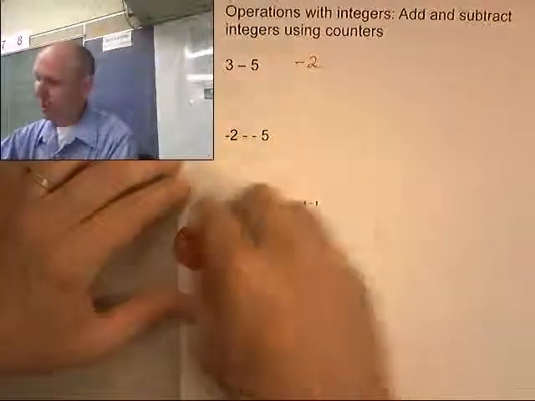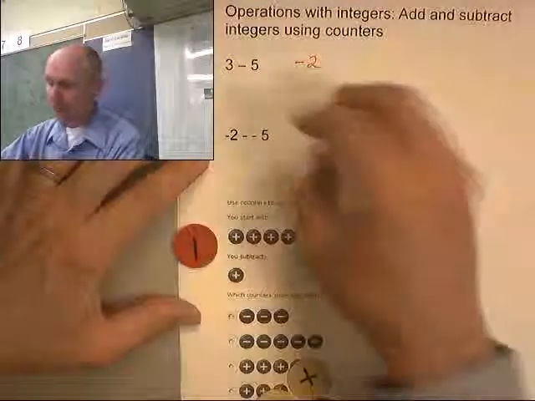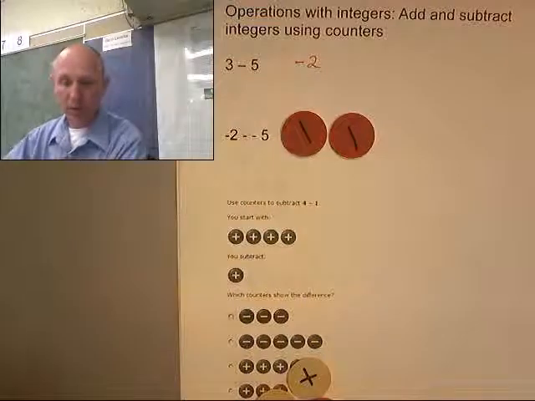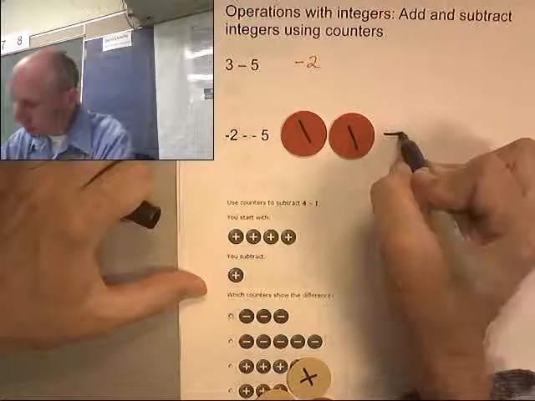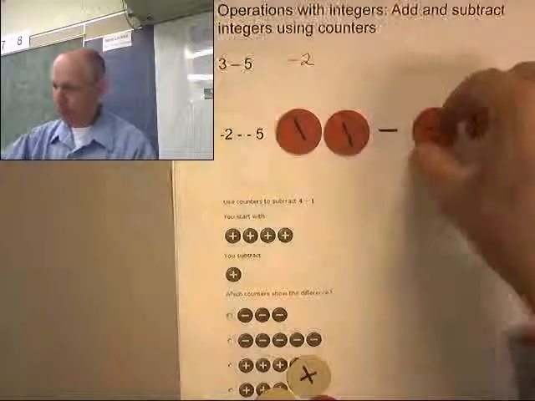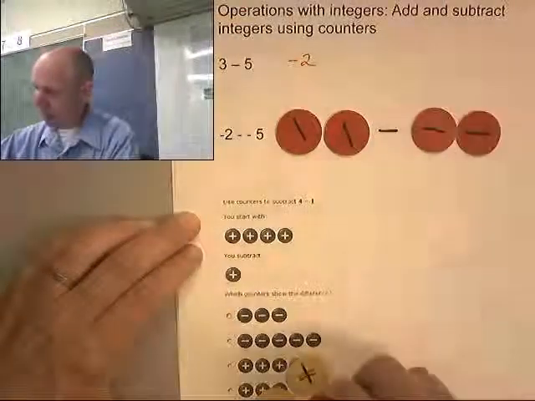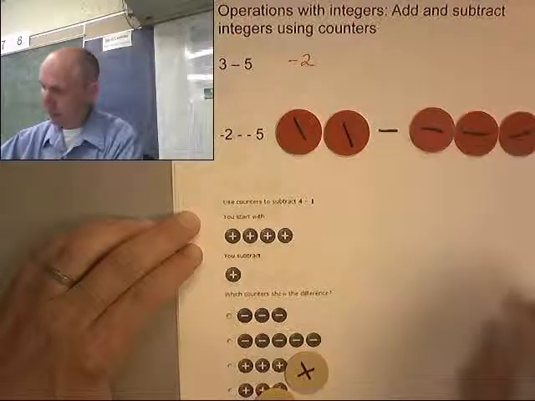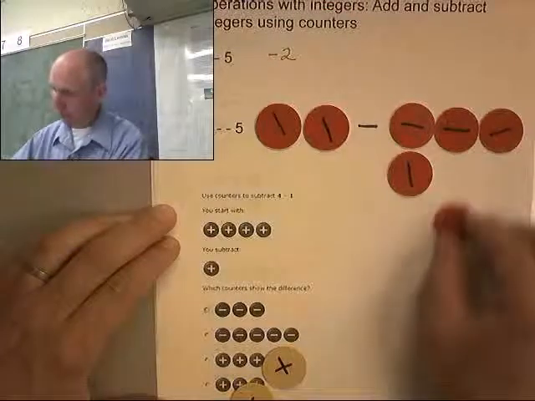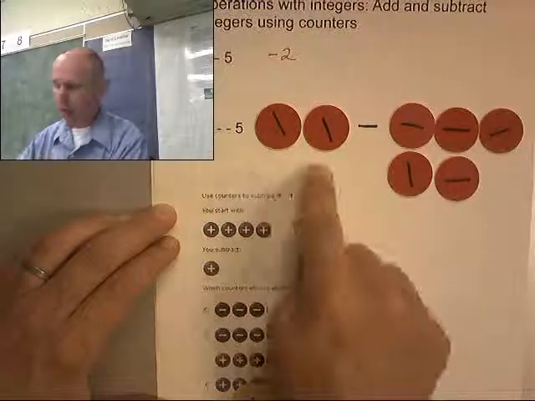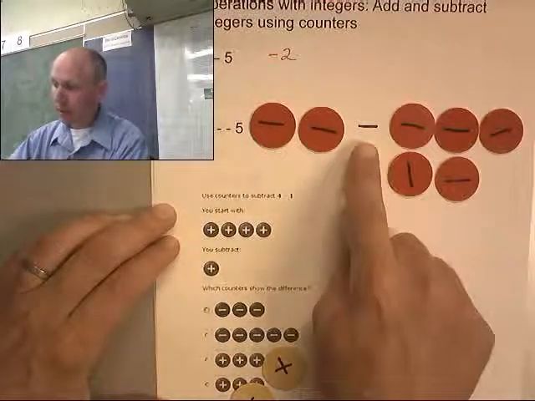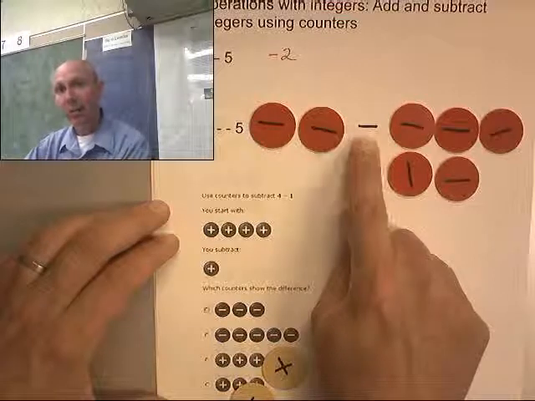Now, this next one's kind of interesting because I'm going to show it to you two ways. I have negative 2, so there's my negative 2, minus negative 5. So here's my negative 5, negative, negative, just going to fit. Right? So I have negative 2 minus negative 5. Well, what is this negative doing?